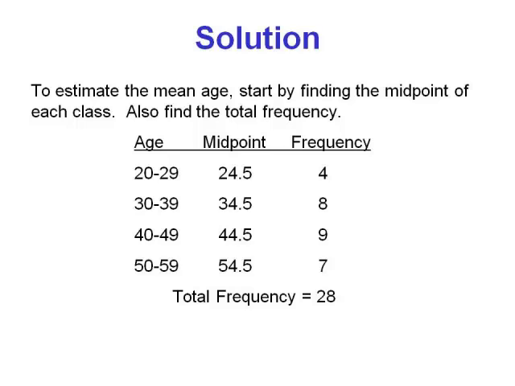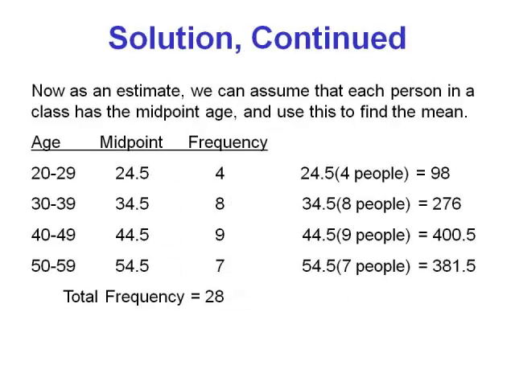And then the other thing that I've done is totaled up the frequencies to find out that we're talking about 28 people here. So if I'm assuming that all 4 people in the first category are 24.5 years old, then I'm going to go ahead and multiply 24.5 times 4 people to get 98. So what I'm doing is I'm trying to add up all the ages so that I can divide by how many there are. So 4 people are 24.5, and then 8 people are 34.5, and so on.